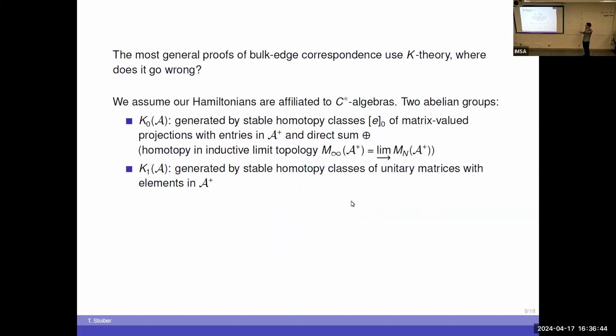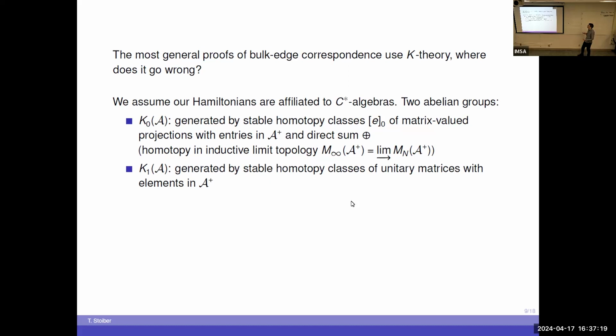So, now I'm not going to make this a very mathematical talk, but I still want to give you a bit of an indication how we prove this bulk edge correspondence and what goes wrong in these continuous models. So what we're using is operator K theory. We are picking an operator algebraic approach where Hamiltonians are affiliated to a certain C-star algebra. It doesn't really matter too much what these algebras are, but what this approach gives us is that we can classify our Hamiltonians by abelian groups, the K groups.